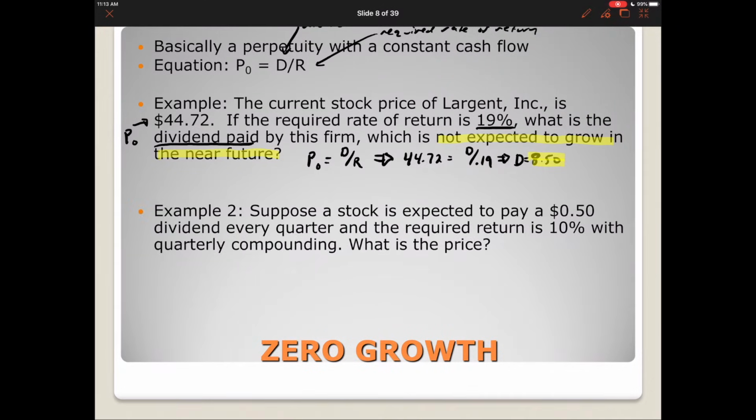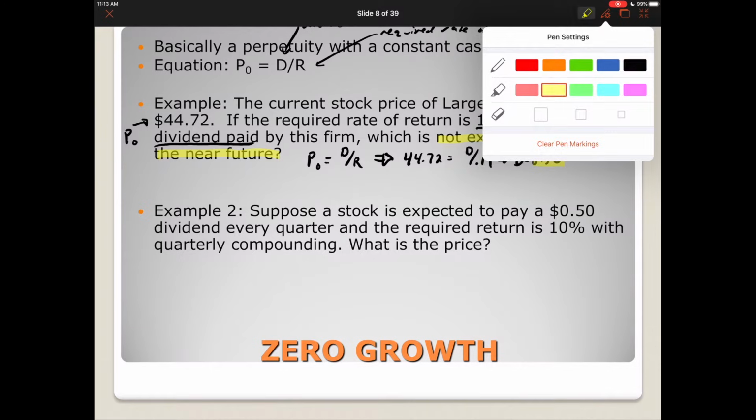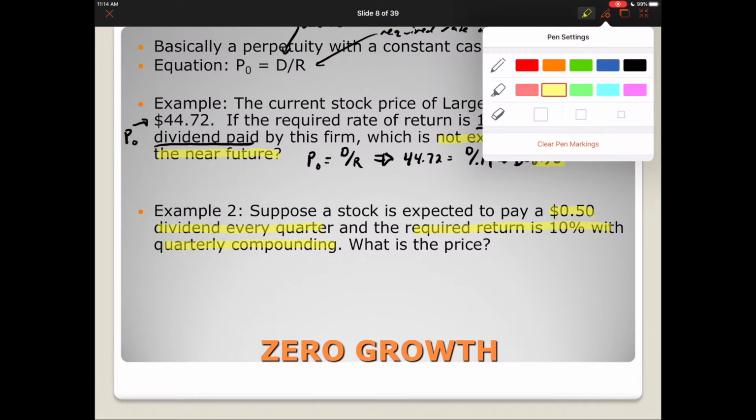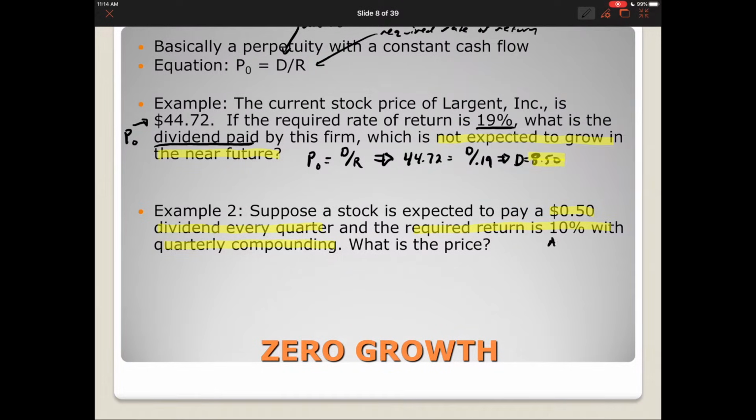Take a look at another example. So now let's say that the stock is expected to pay a 50-cent dividend every quarter, and the required return is 10% with quarterly compounding. So this 10% is an annual rate, and it's compounded quarterly, so we would have to make that adjustment in our equation. They want to know then what is the price.